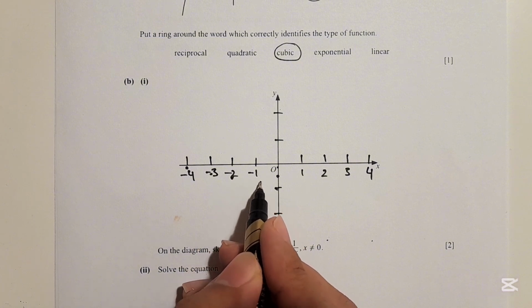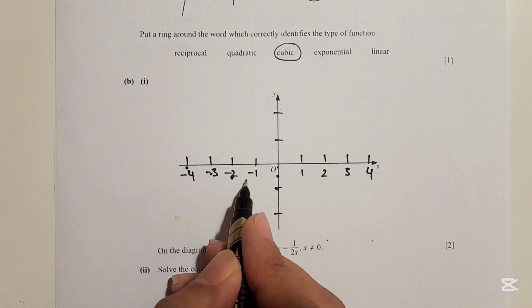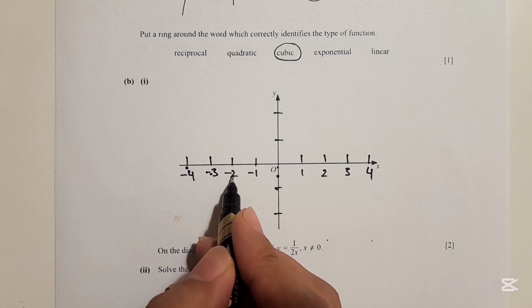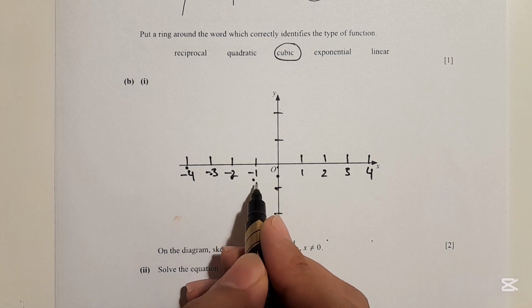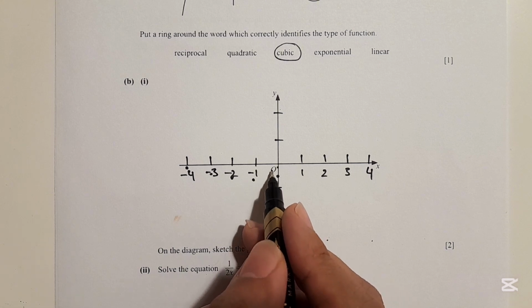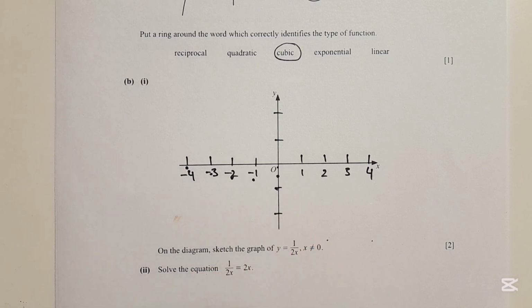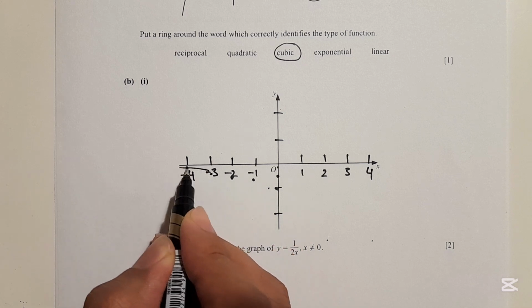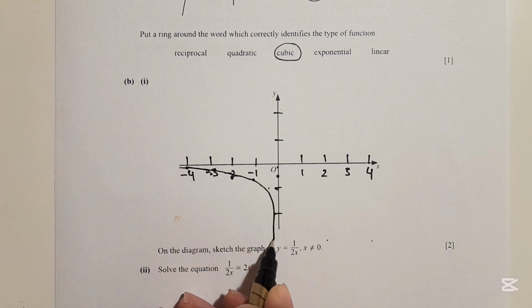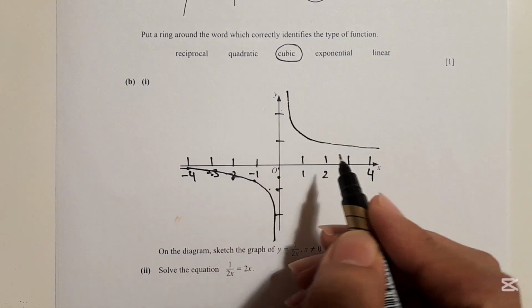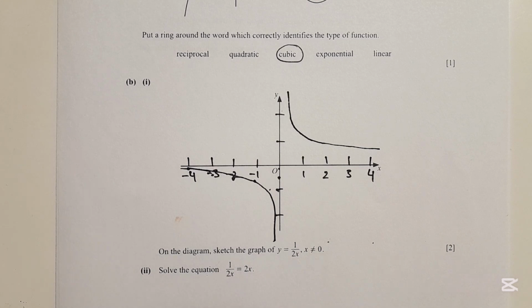Then for -1 it will be 0.5 here. Here at 2 it is 0.25, then here it will be 0.5 at 1, and then if we go here it will be 1. So like this, and then we will make a smooth curve like this. Same for here, it will be like this. So this is how we will be drawing the graph for part B, part 1.